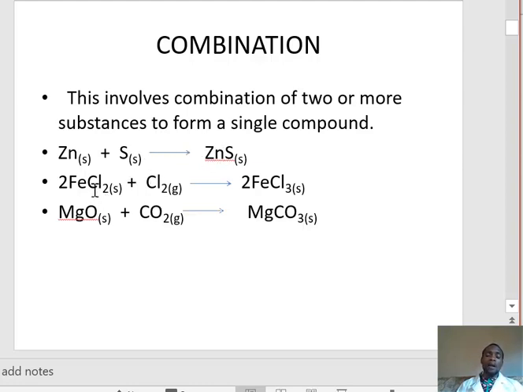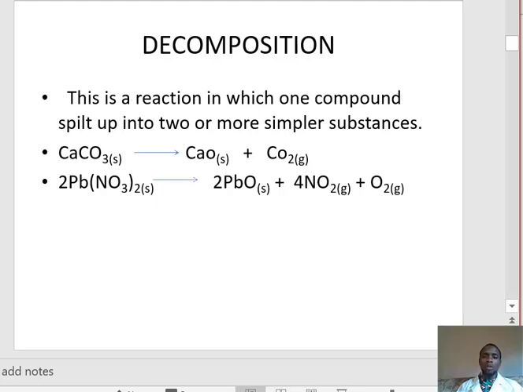And when you look at a molecule of iron 2 chloride, a compound, and chlorine molecule, which is a gas, an element, also combined with a compound to give us just a compound. And in this last example here, we have a compound, magnesium oxide, and carbon 4 oxide, combined together to give us magnesium carbonate. That is just a compound. So two substances combine together to form one compound. You note that two substances combine together to form one compound. That is combination reaction.